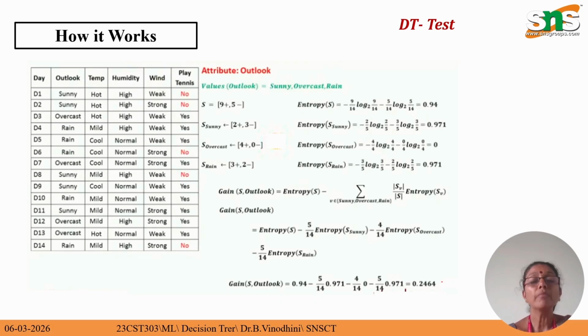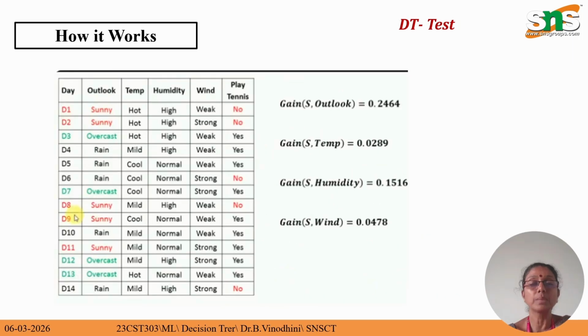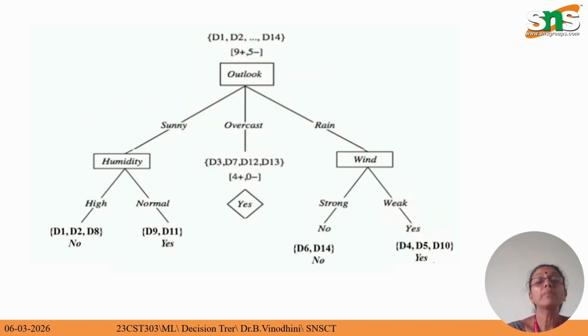So what is our main objective? We have to select which attribute comes to the root. The attribute with the highest information gain comes to the root. In our data set, outlook has the highest information gain among them, so outlook comes to the root. After that, we have the branches like humidity, then temperature and wind. This is how the decision tree is built.